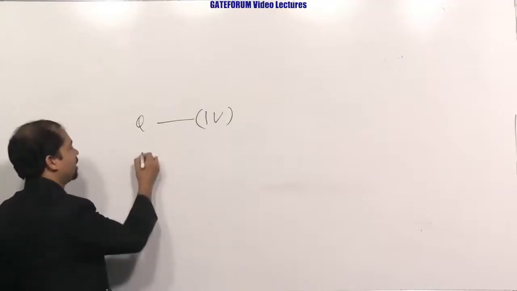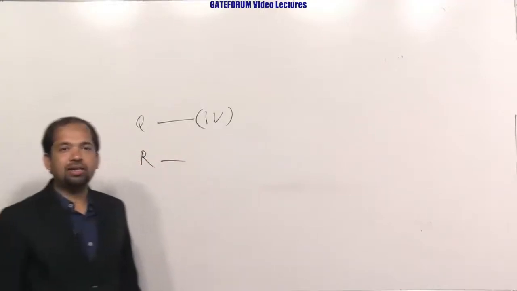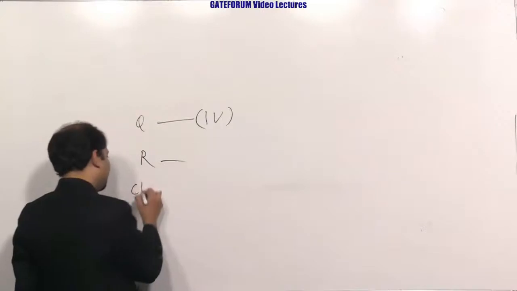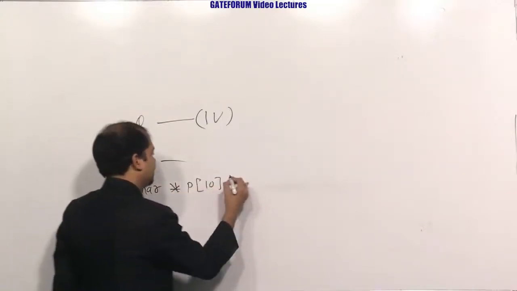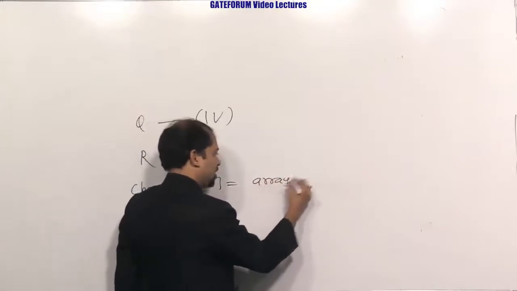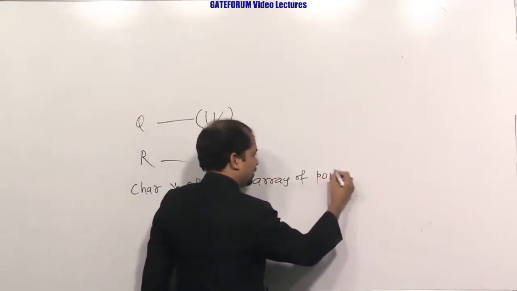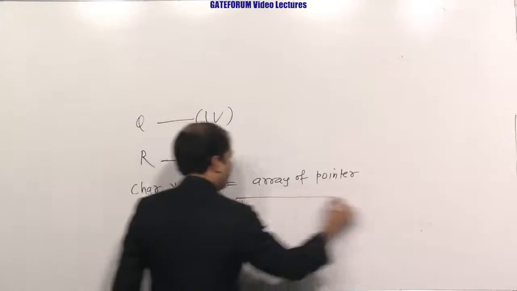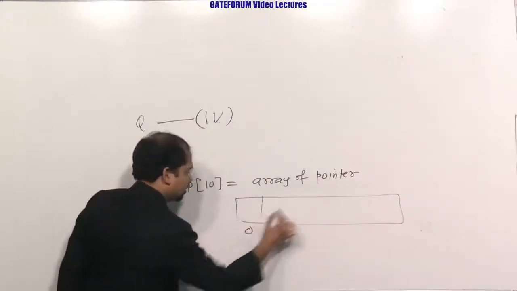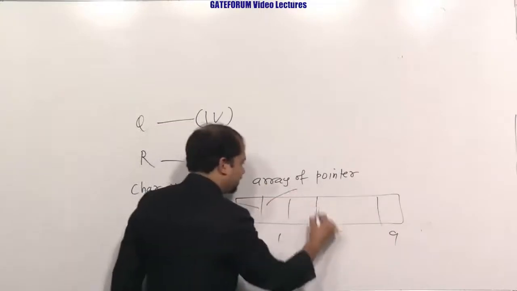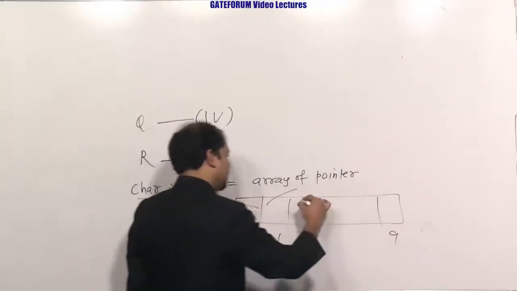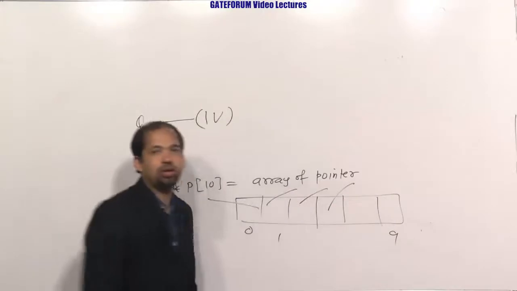Now if you see the R, character pointer, so R is a pointer array of P10. So what is this? It's an array of pointers, right? And it means we have a pointer. So this is 0, this is 1, and this is 9. So each will point to some location. As it is a pointer to character, so they can point to some string. Each character pointer can point to some string.